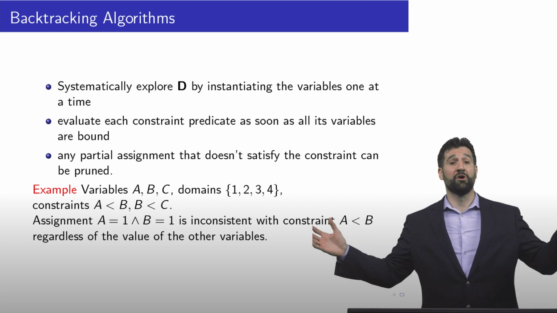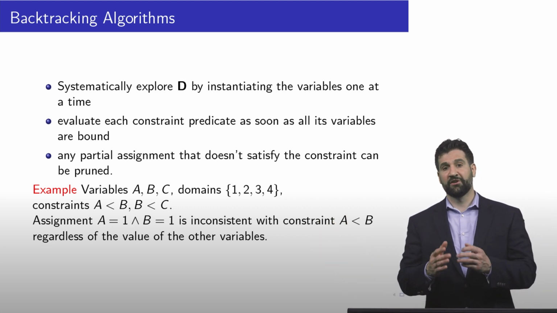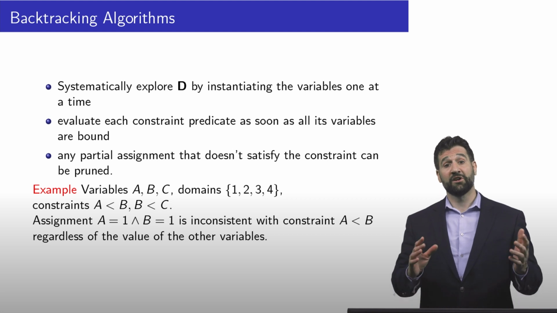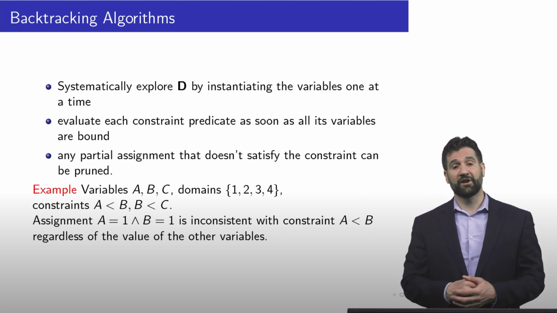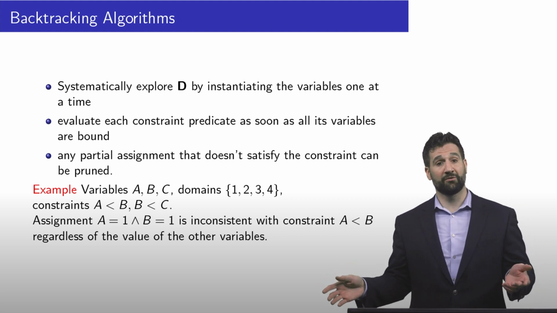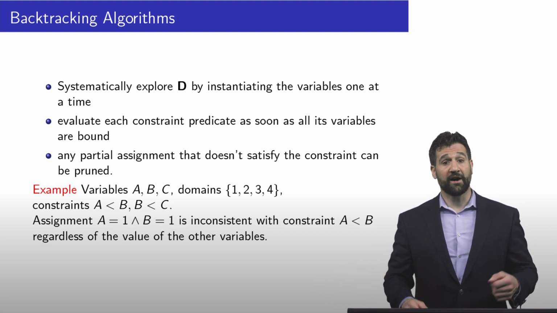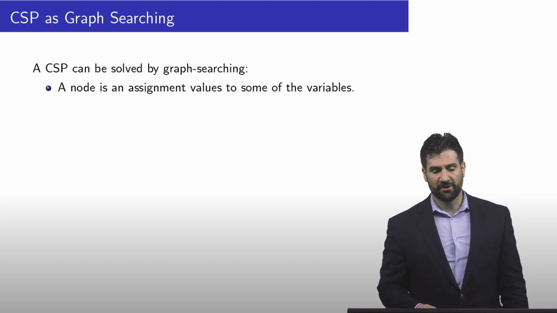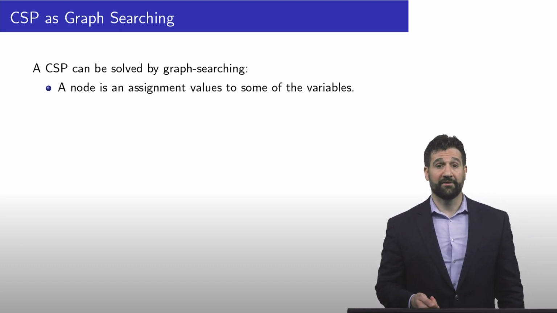And if you have a whole bunch of variables, this can save you a whole lot of searching really early on in the process. And the good news is this still guarantees a correct result because there's no way we can get a correct answer once we violated a constraint. So how do we frame this as a graph search problem?